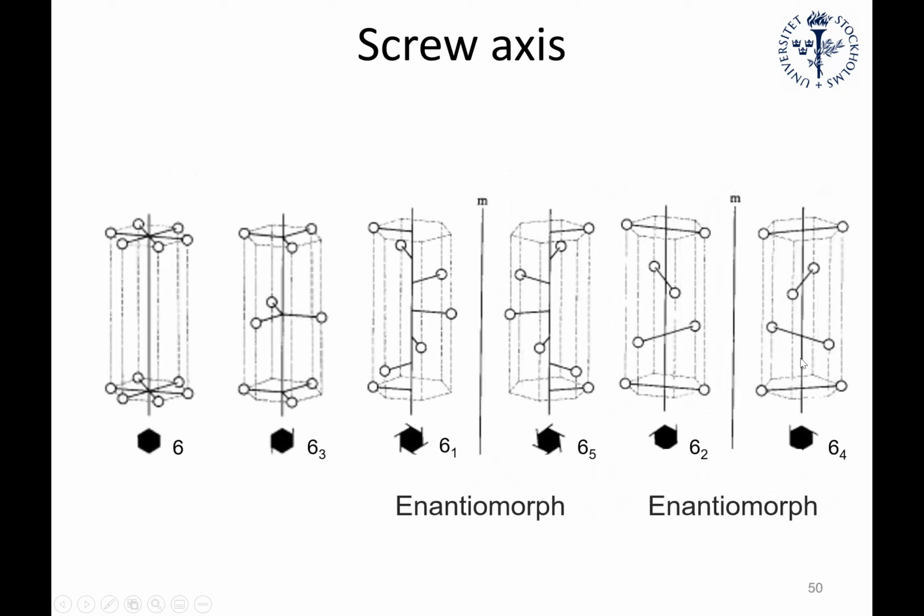And with 6-fold screw axes, it gets a little bit more complicated. We have a few more of these. So again, I think the simplest is the 6-1 screw axis here. You rotate it 60 degrees and then you translate it 1/6 of a unit cell up along the screw axis. And you can repeat this 6 times to get to the next unit cell. And 6-5 is the opposite handedness of 6-1.